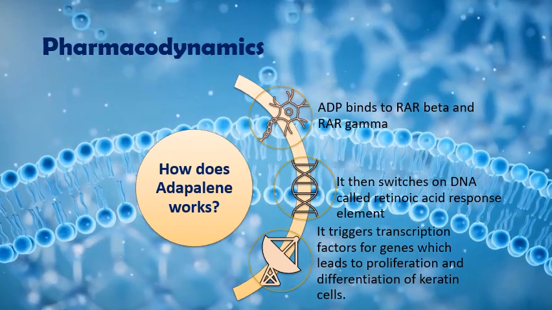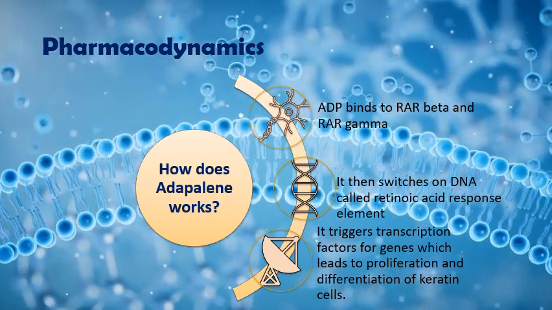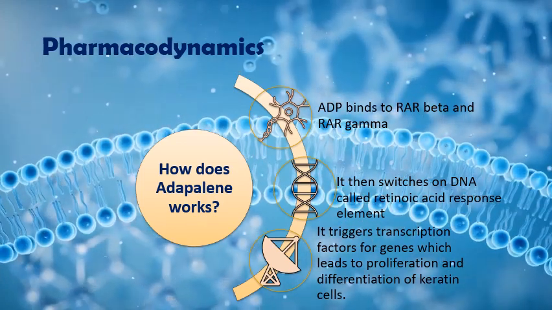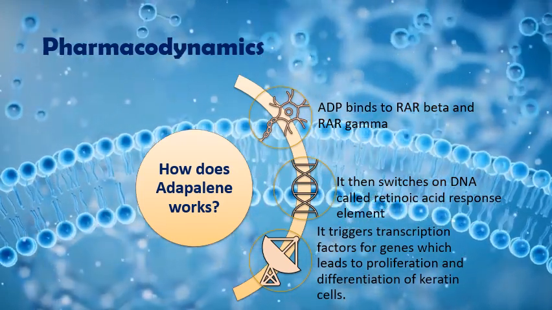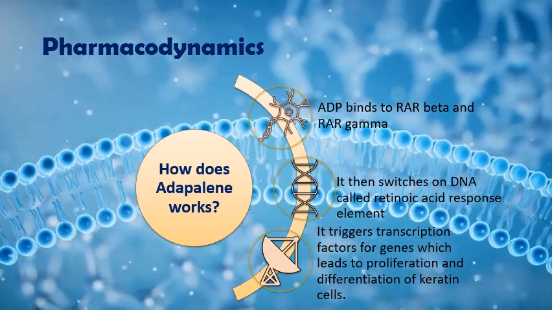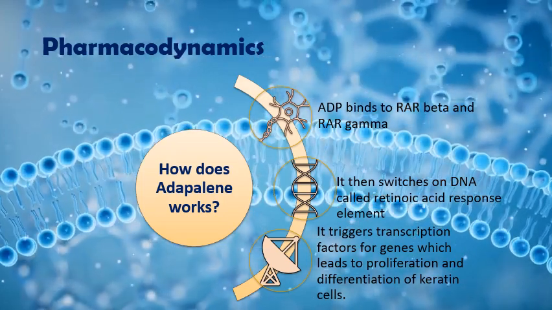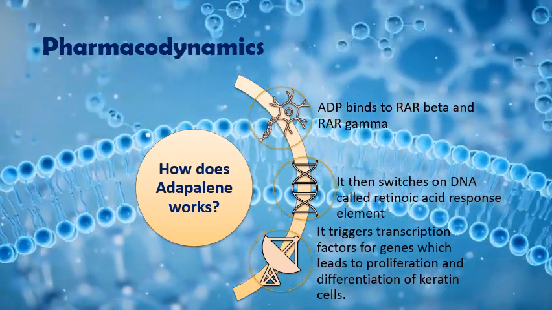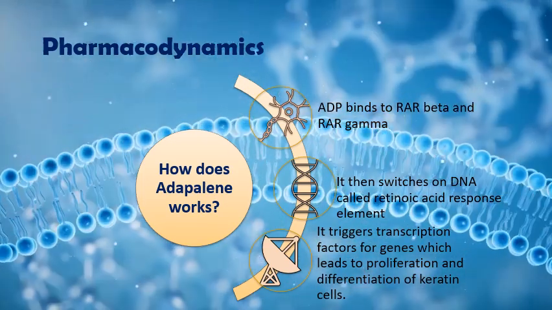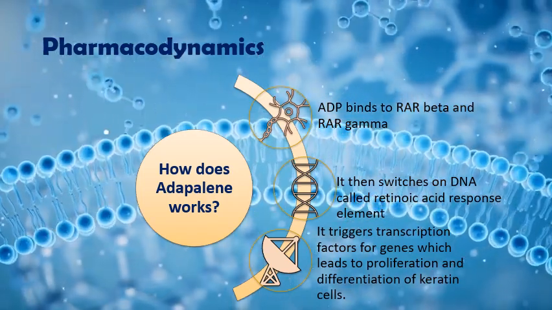Let's move on to its pharmacodynamics. Adapalene works by binding itself to retinoic acid receptor beta and retinoic acid receptor gamma. It then switches on pieces of DNA called retinoic acid response elements, or RARE for short. After that, it triggers gene transcription, which then leads to proliferation and differentiation of keratinocytes, or keratin cells. Consequently, it decreases microcomedone formation, exfoliates mature comedones, and provides anti-inflammatory effects.